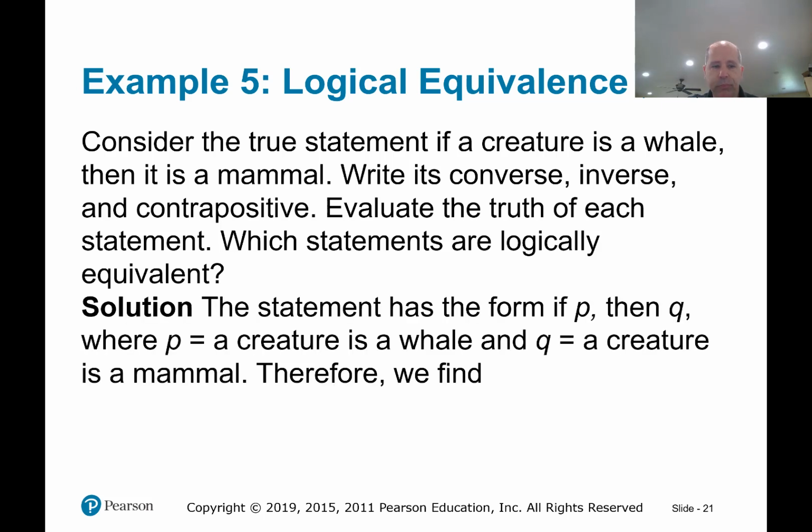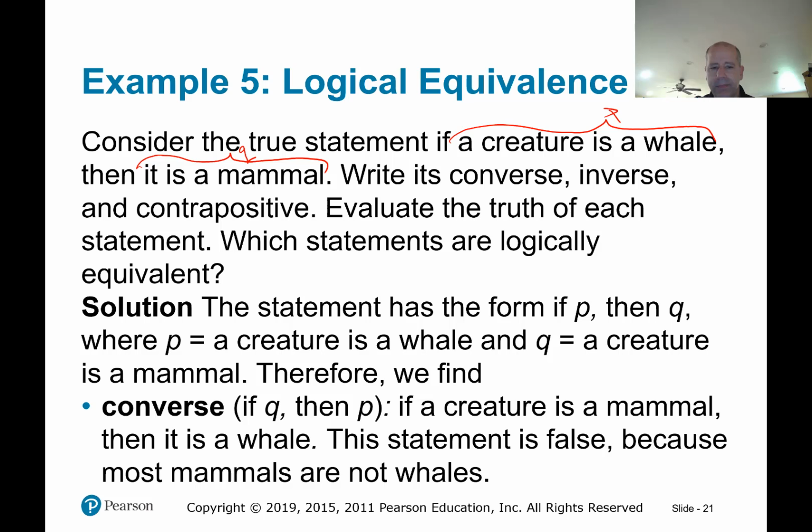Okay? So again, we're going to write the symbolism, right? Always write the symbolism, make things easy on yourself. So we're going to take the two statements. A creature is a whale, right? That's going to be P, and then the creature is a mammal, however you want to say it, is our Q. Okay? So the converse would be going the opposite direction. So it would be, if a creature is a mammal, then it is a whale.